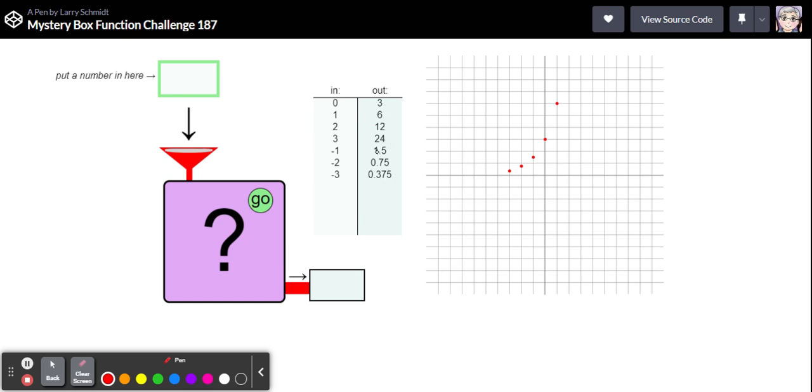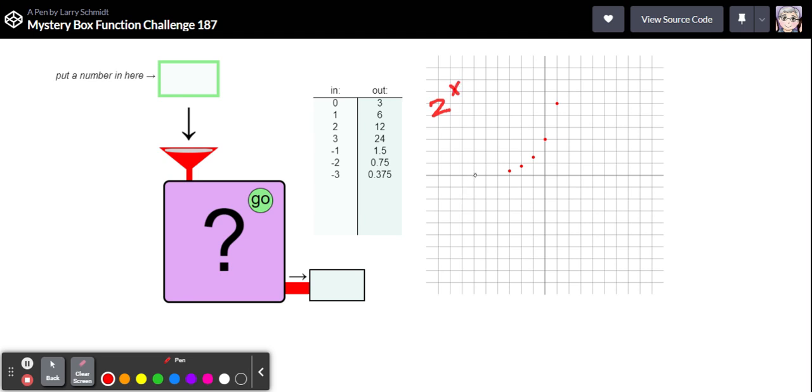And here, in the negatives, they were halving. We had from 3 down to 1.5, down to 0.75, down to 0.375. So going in the other direction, they're being cut in half each time. That tells me it's an exponential, and because it's doubling, I think it's 2 to the x.